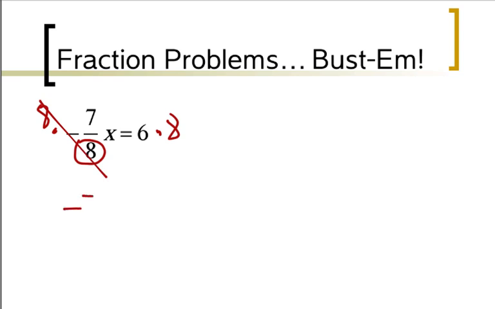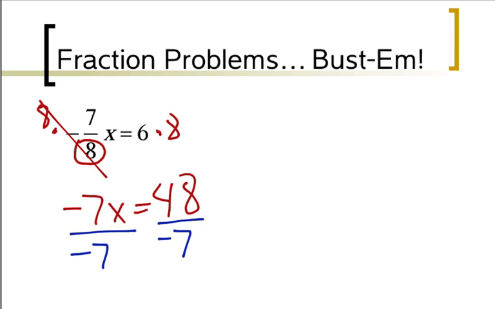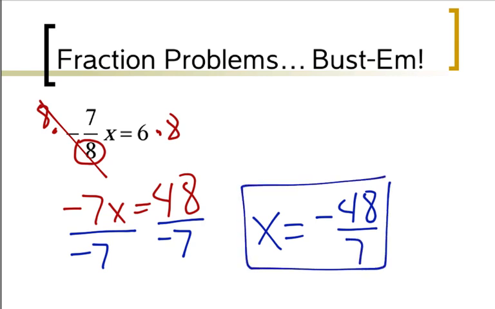And now I'm left with negative 7x equals 6 times 8, 48. And then all I have to do now is just divide by negative 7, and I'll have my answer. x equals negative 48 over 7. Now you could get a mixed number or decimal, but this is just fine. So that's one way to do these problems. There's one more way that you can do this.